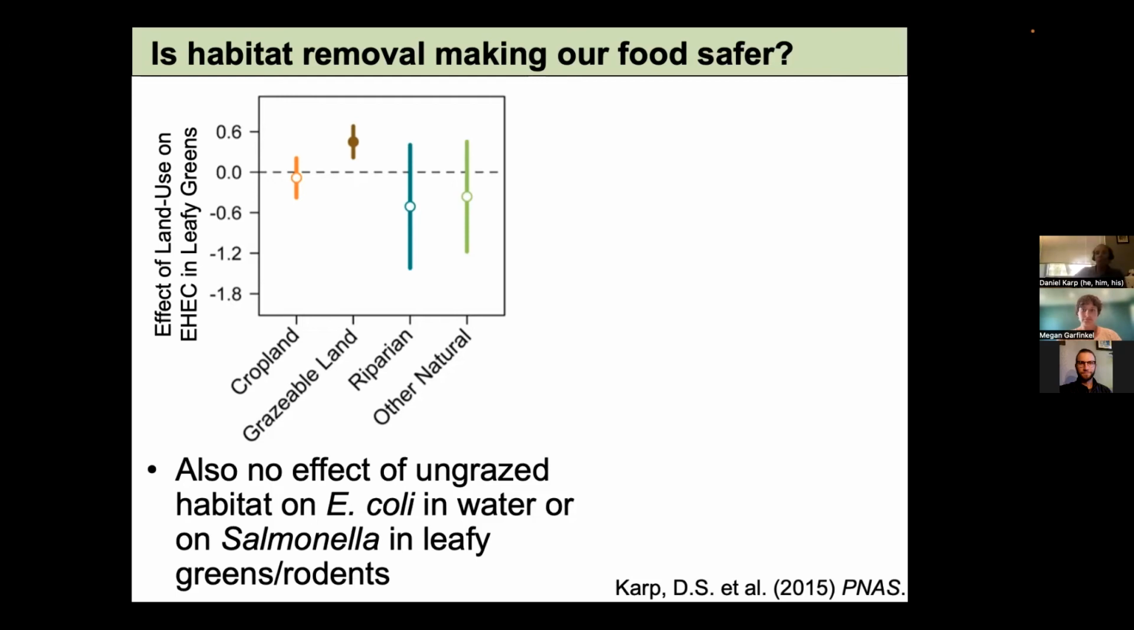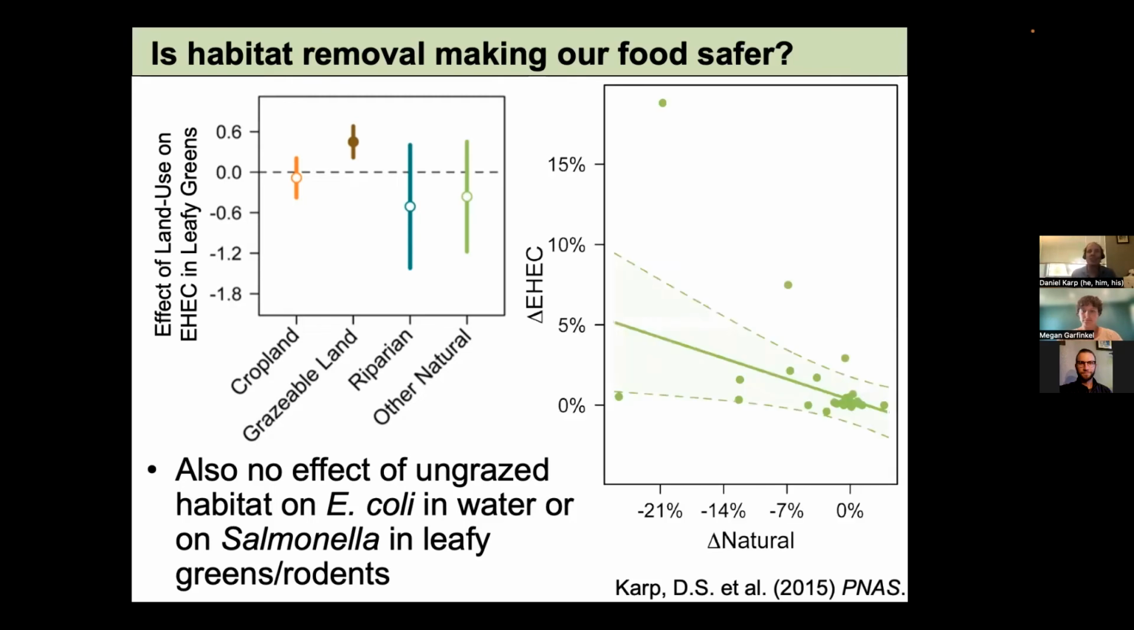But what's really cool about this data set was it's temporal. Remember, I told you we had data from 2007 all the way to 2013. So we could ask, for the farms that removed more habitat, what happened to the E. coli rates over time? And so that's what this is showing you right here. If you move to the left of this axis, you see a bigger decline in the change in natural habitat. So those are the farms that are removing lots of habitat.